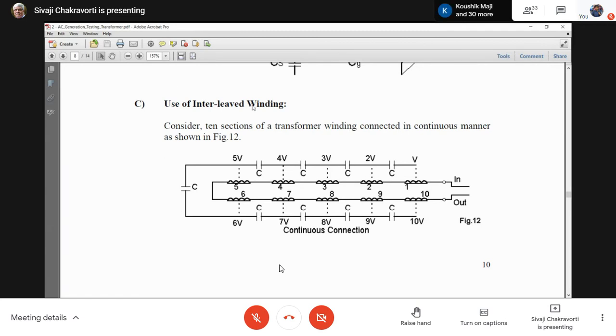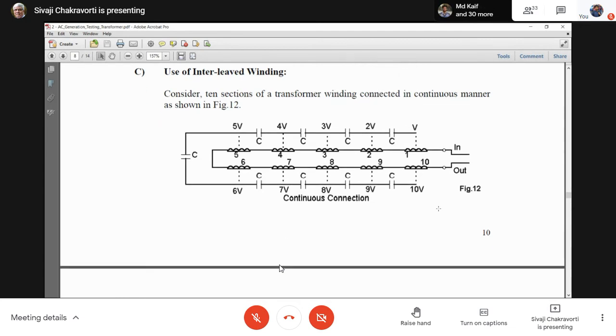Now I am coming to the interleaved winding, which is a very special type of winding. How do we do it? First, let me explain what the conventional winding is. This is typically a series winding, that means all the turns are in series. Just for ease of understanding, I have drawn it like this. You can see in and out. In is the high voltage, out is the R. So the entire winding is divided into 10 sections and they are all in series.